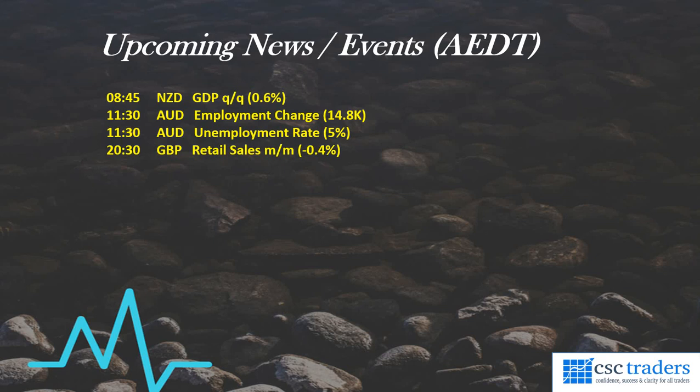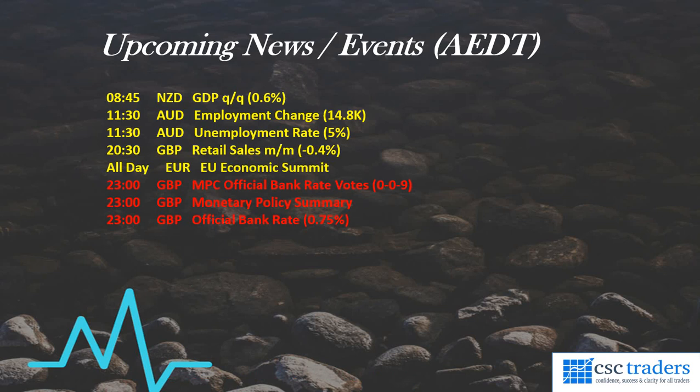From the UK at 8:30 we have retail sales due. Also throughout the day from Europe we have the EU Economic Summit taking place, and then probably the most important one for the session, at 11 o'clock tonight we have from the UK their interest rates decision, the official bank vote, and the monetary policy statement. So look out for that one. It could be a volatile night for the GBP. Add anything to come out of this economic summit which may relate to Brexit, and it's got all the ingredients for volatility for the GBP, so look out for that.